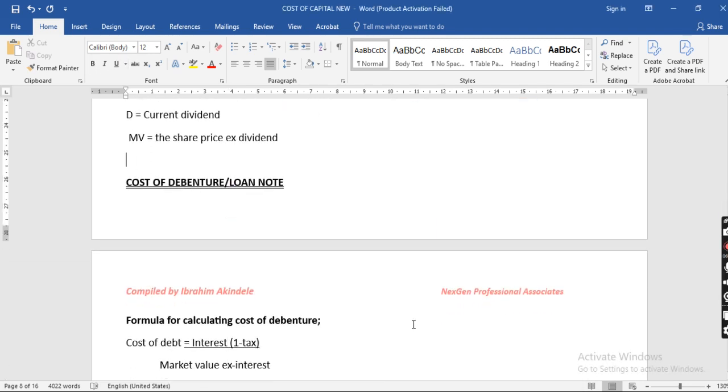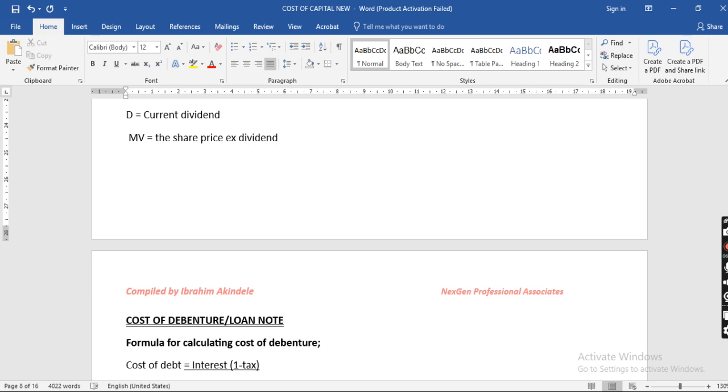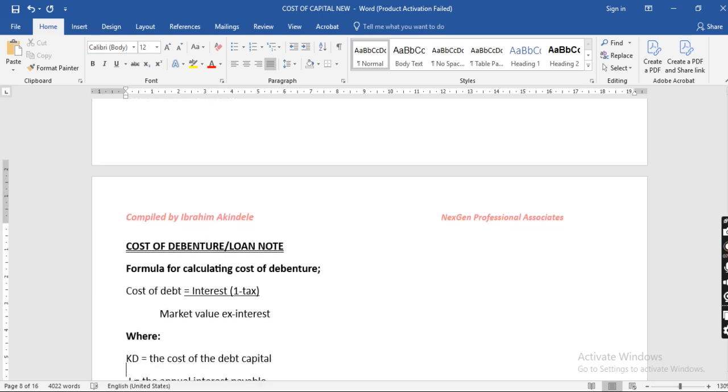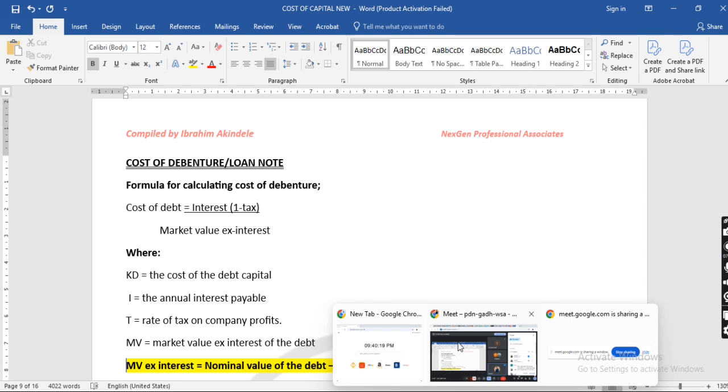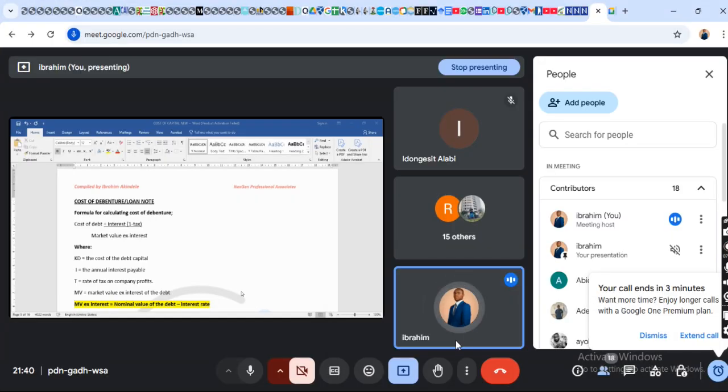So another thing is the cost of debenture, which is loan notes. They can use it interchangeably in the question, right? It could be loan notes or debenture. So the cost is interest times one minus tax rate, divided by the market value ex interest. We already know how to determine the market value ex interest: the nominal value of the debt minus the interest.